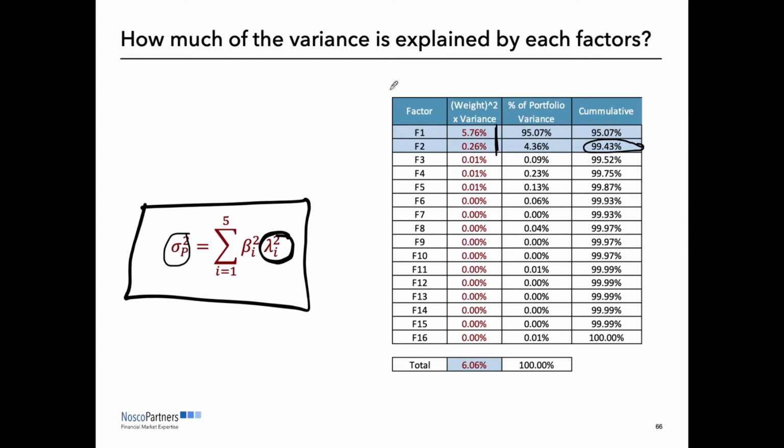I would even argue here that 2 factors are already explaining 99.43% of the portfolio risk. So it's enough if you just choose here 2 factors. This is exactly where the risk reduction is happening. The risk reduction is happening here, where I just choose a number of factors to describe my risk, and I don't take all the factors.